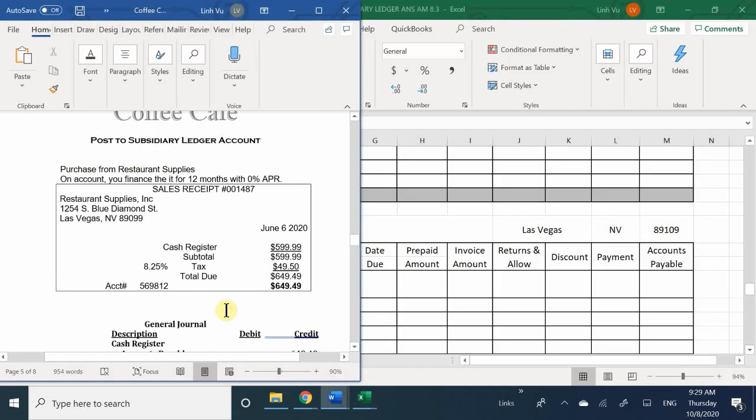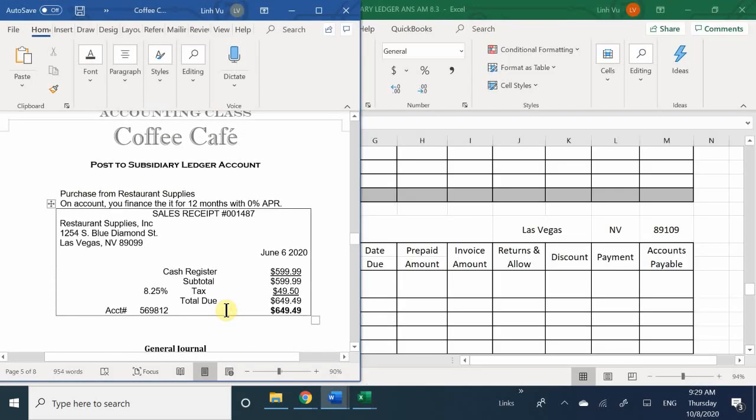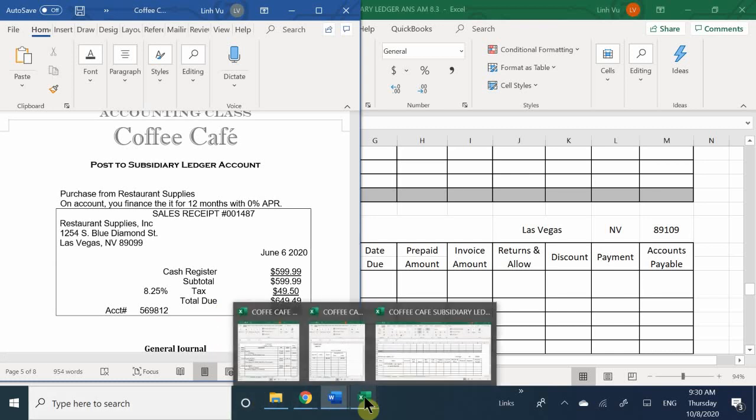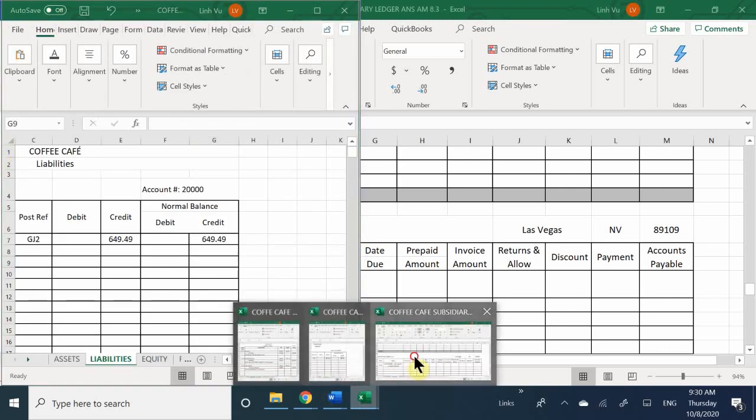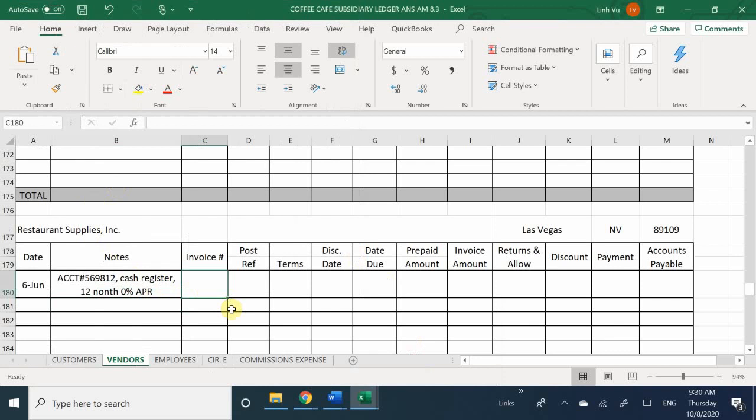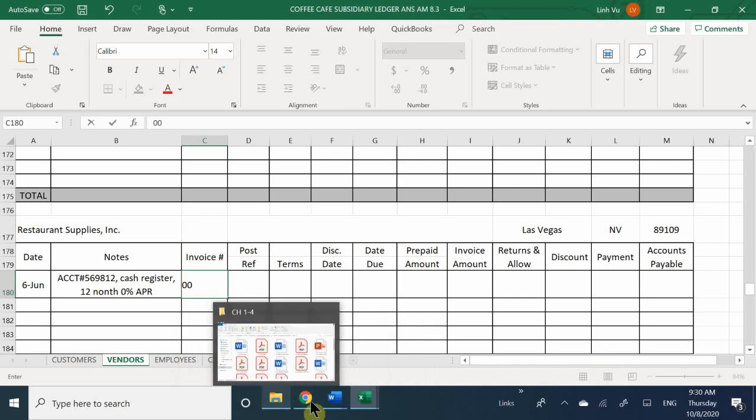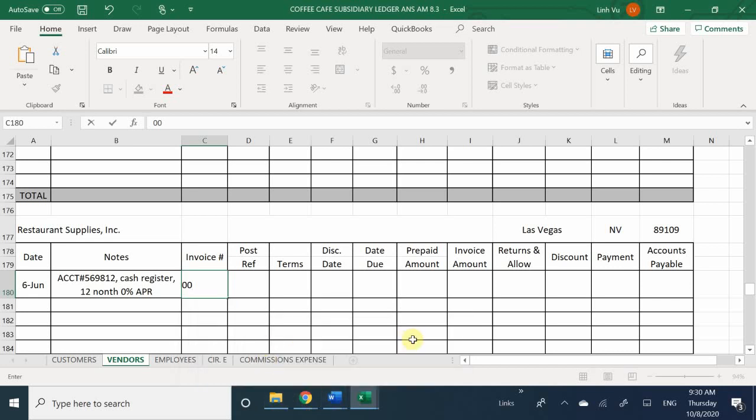Okay. Did my receipt include a receipt number or an invoice number? Yes. 0014487. So in case something happens with my cash register, right, I have proof of purchase, right? It's 1487. 1487 is going to be my receipt number, right?